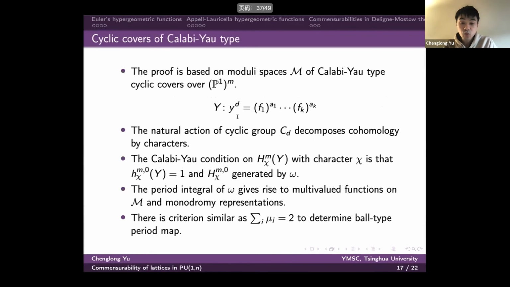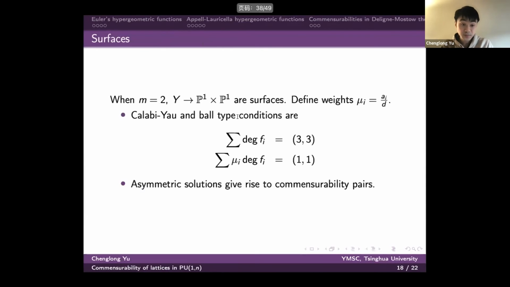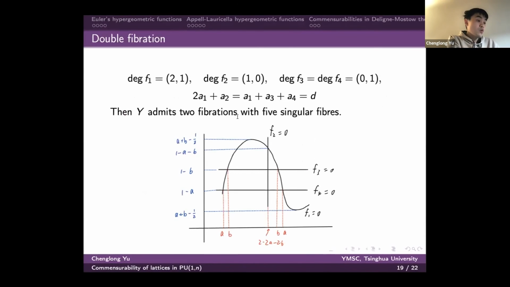So instead of just one condition as in the dimension 1 case, we have 2 conditions. And the asymmetric solutions to these 2 equations will give rise to commensurability pairs. So we have something like 11 series of solutions. Let me give you one solution to these 2 conditions. The solution is as follows.